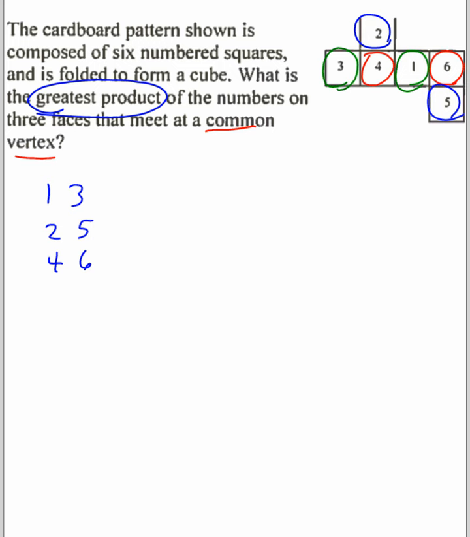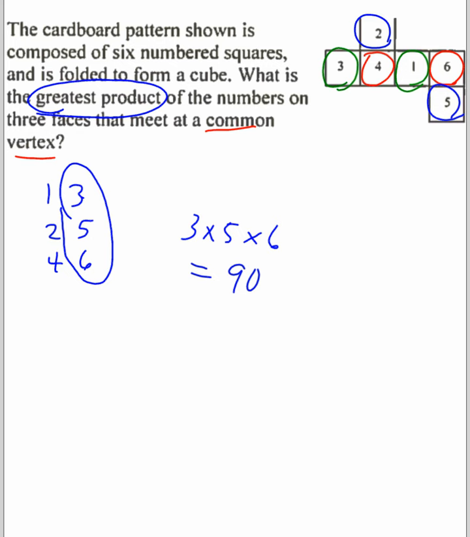meet, we want to be choosing the biggest number of each pair, because these will never meet, but these could meet, etc. So that means 3 times 5 times 6, 90, will be the greatest product of the numbers that will meet. The ones that I've circled here in the different colors, they will never meet. So if we pick the highest out of each of those pairs, we will find the biggest product at a vertex. And I know that might be a little confusing, but just give it some thought.